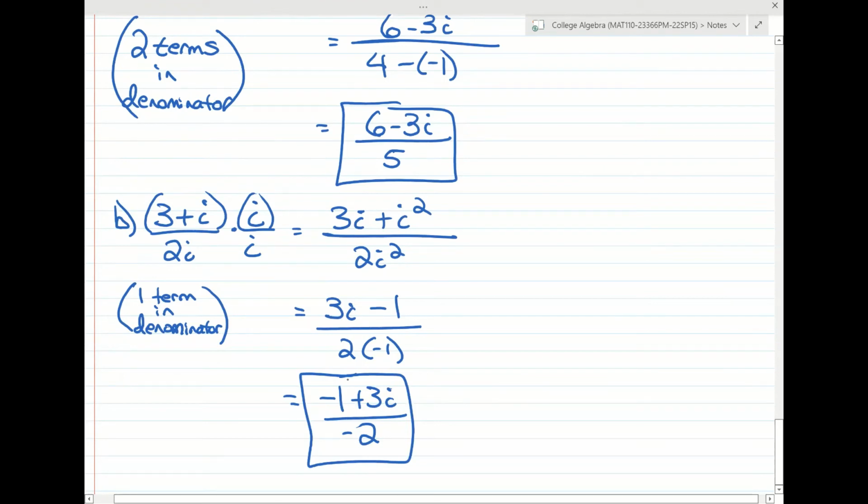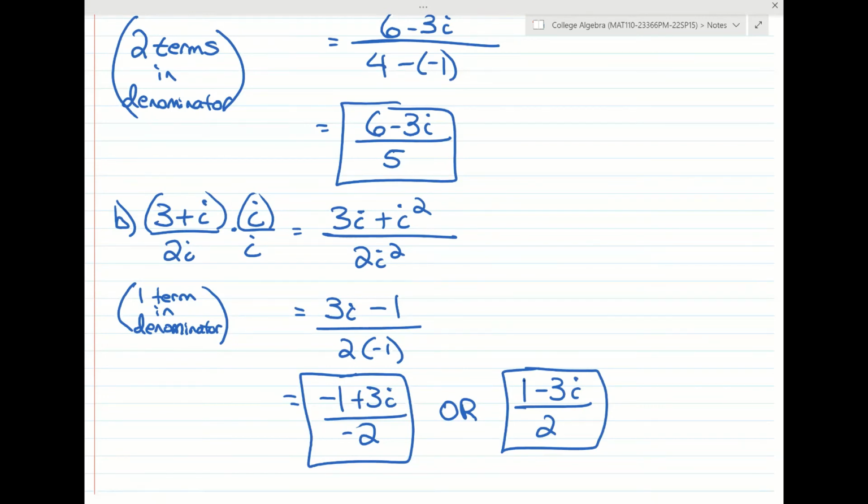That's good enough for me. Sometimes if there's a negative in the denominator, one thing we just do is divide that to the top. So you could also write 1 minus 3i over 2. We're just dividing everything on top by negative to take it out of the bottom. Both forms are totally fine with me.